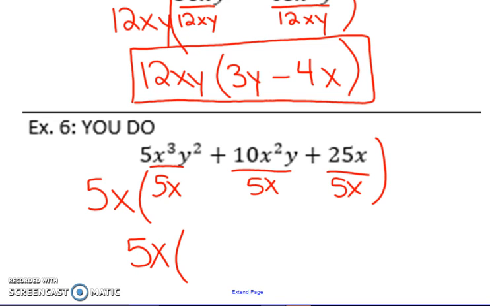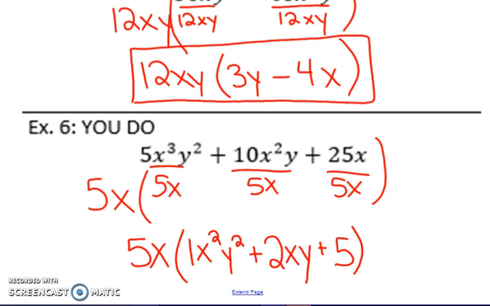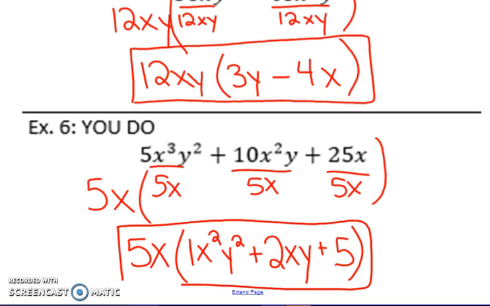Well, now 5 divided by 5 is 1. X cubed over x becomes x squared, and y squared stays. Plus 10 divided by 5 is 2. Well, x squared divided by x is just x. We're going to keep the y. Plus 25 divided by 5 is 5, and the x's disappear. So that is my entire factored problem.